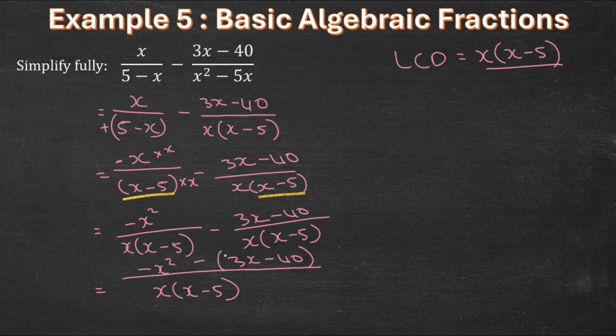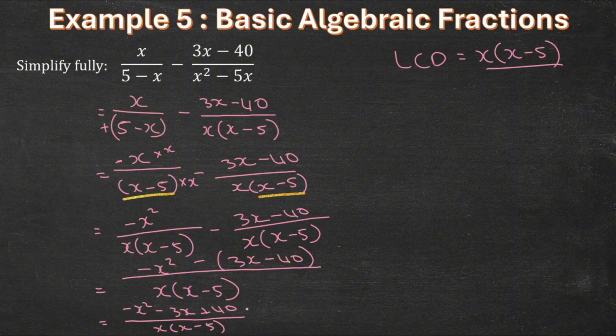So you might ask me, why did I add those brackets? Because this numerator is like a package. And you can't just apply the negative sign to this first term. You must apply the negative sign to this whole numerator. Now let's rewrite this numerator by multiplying this negative sign into the brackets so that we can get rid of the brackets. So we have negative x squared minus 3x plus 40 over x minus 5.